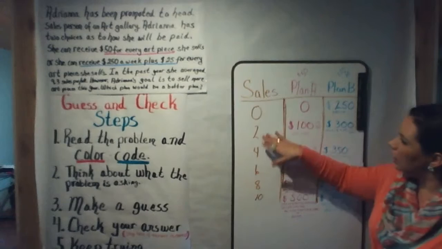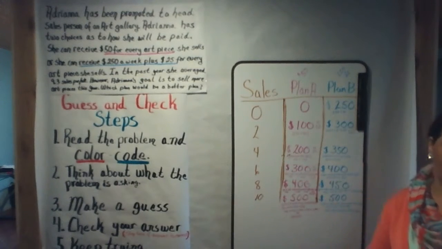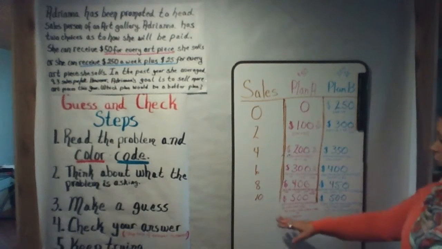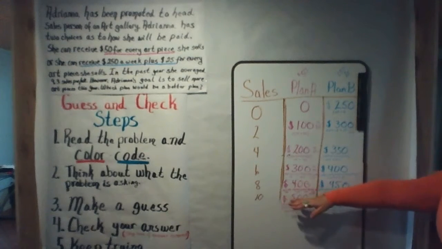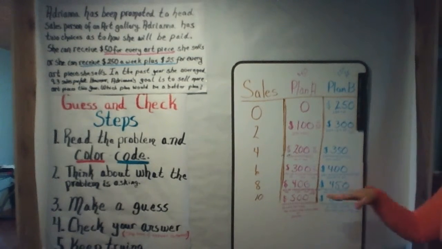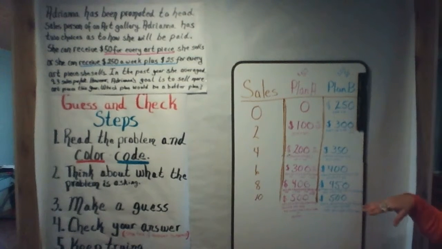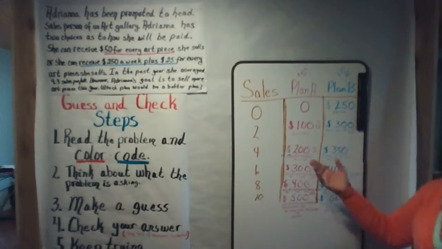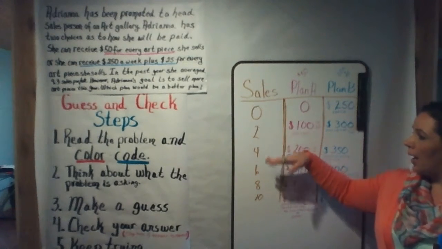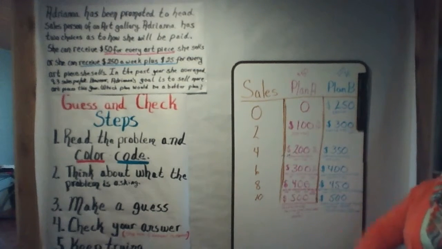Now, I did it. You could do 0, 1, 2, 3, 4, 5, 6, 7, 8, and go until we're trying to find out how many she has to sell before the plans equal out, until she gets the same amount of money. Okay, so you could do 1, 2, 3, 4, 5, 6, or you could just kind of guess. I did it by multiples of 2: 2, 4, 6, 8, 10.